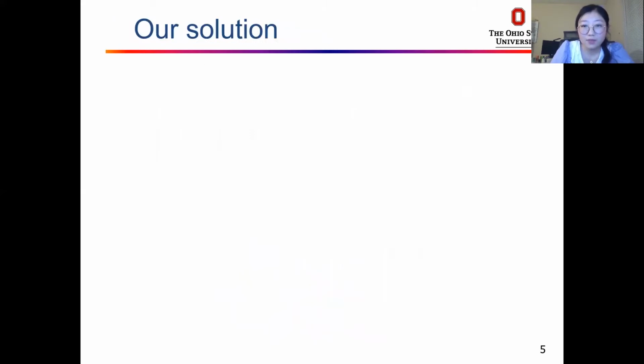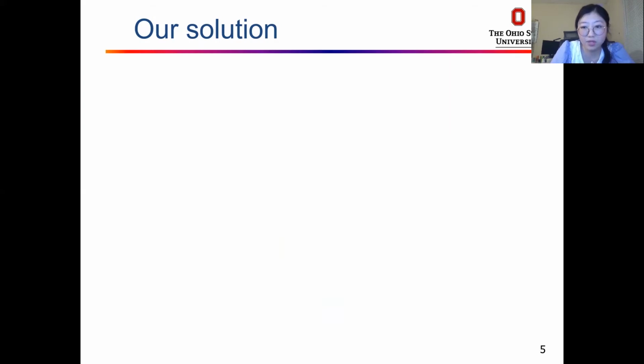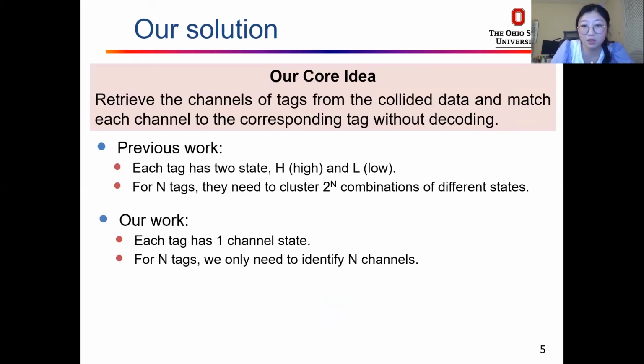Most RFID-based sensing systems capture the changes of environment by measuring the channel fluctuations of tags. The main purpose of sensing systems is to measure the channels rather than decoding. Hence, our core idea is to acquire the channels of all the collided tags and match the channels to the corresponding tag without decoding. In this way, we can enable parallel sensing for commercial RFID systems without any modification on the tag side.